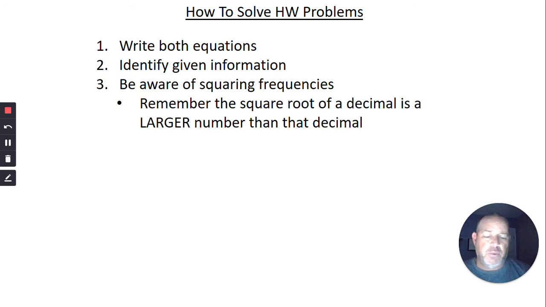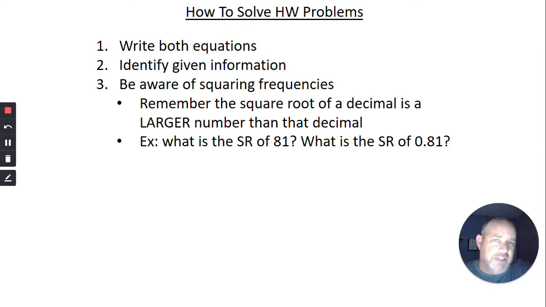Be aware of squaring frequencies. This is always really weird for people that aren't used to squaring frequencies. Squaring decimals is what we're really going to be working with, because they're going to give you percents and we're going to convert those into decimals when we do the math. So, for example, what is the square root of 81? Hopefully you can all figure out that the square root of 81 is 9, right? A much smaller number, okay? But what's the square root of 0.81?